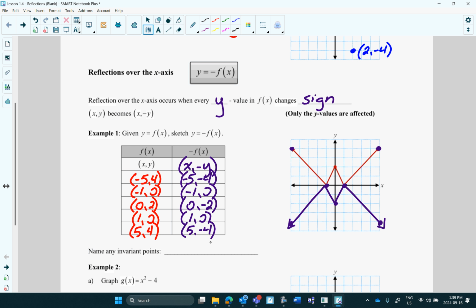So again, you've got a couple of choices. Any invariant points, and if so, what are they? Remember what invariant points are? They don't change after we do a transformation. (-1, 0) and (1, 0). They didn't move.